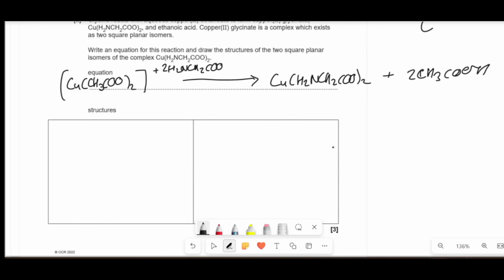Next, it tells you its structure. So it's told you that it makes square planar structures. So I just start by drawing out the copper in the middle, and then I'll draw my dotted arrows and then fill in the rest.